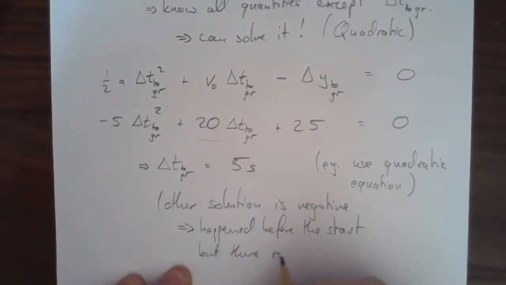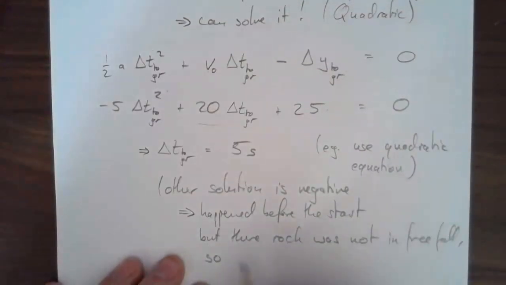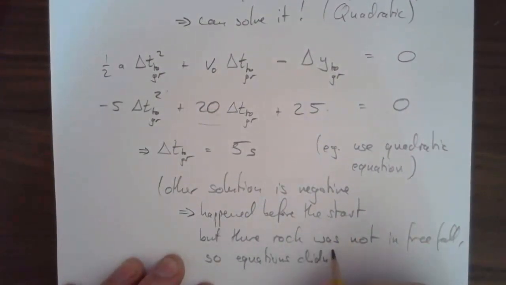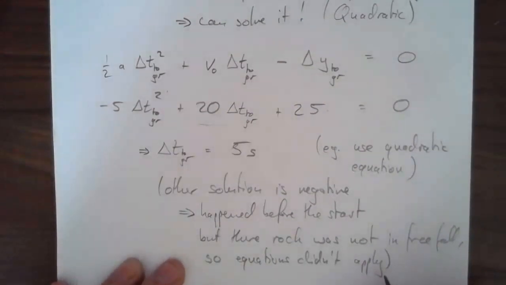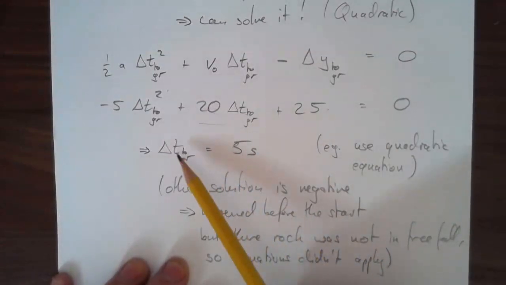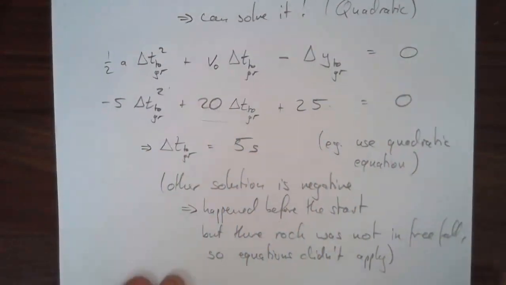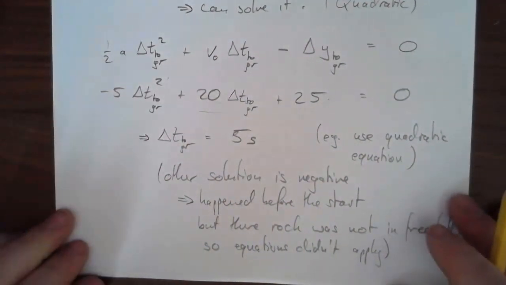The rock was not in free fall. It was sitting on your hand instead. So the equation just didn't apply. That's why the negative answer can't be the correct solution. Now, you can think about whether it has some meaning though. Is there some sense in which the negative solution to this quadratic equation has some meaning? And it does. It always does if there's more than one solution. So think about that one.